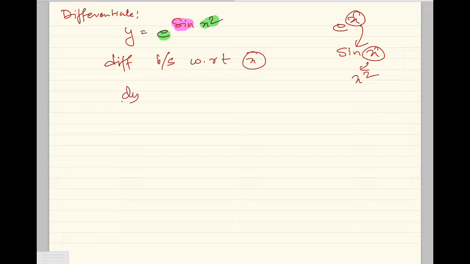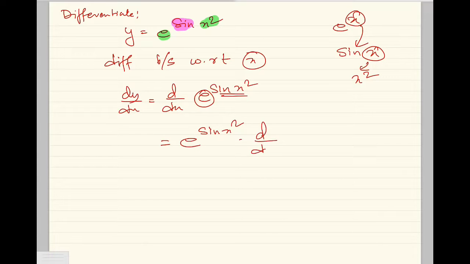Differentiating both sides, dy by dx equals d/dx of e to the power sine x square. Correct? Then let's start with e. Imagine this is x. So what is d/dx of e to the power x? That's e to the power x, but there is a sine x square, correct? Then followed by d/dx of, now next was done, sine x square. So then comes e to the power sine x square.